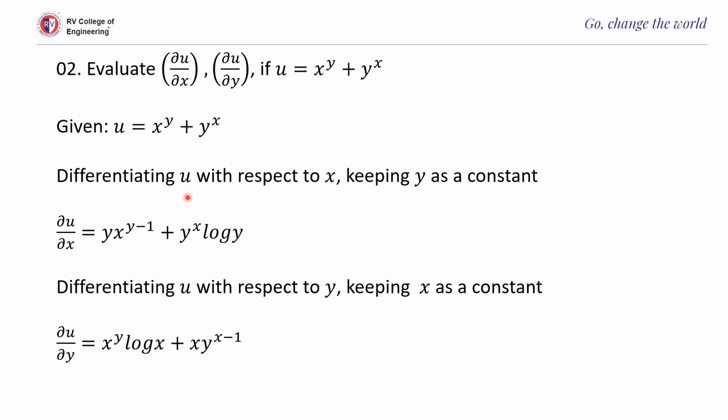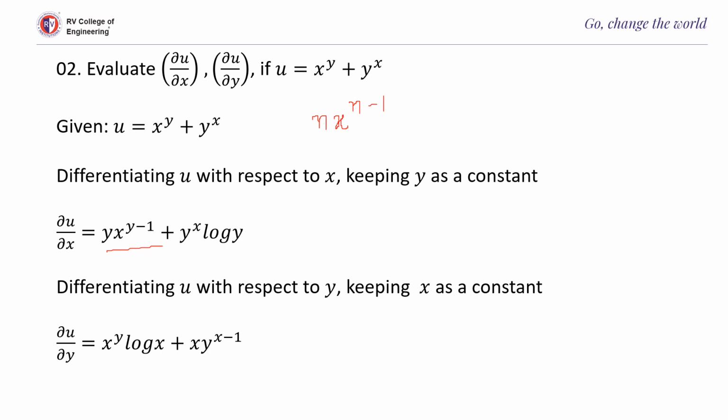Now first of all, let us differentiate u partially with respect to x. I'll treat y as a constant. So what happens? Differentiation of x^y is of the form x^n. We know that differentiation of x^n is nothing but n x^(n-1). Therefore, differentiation of x^y becomes y x^(y-1).